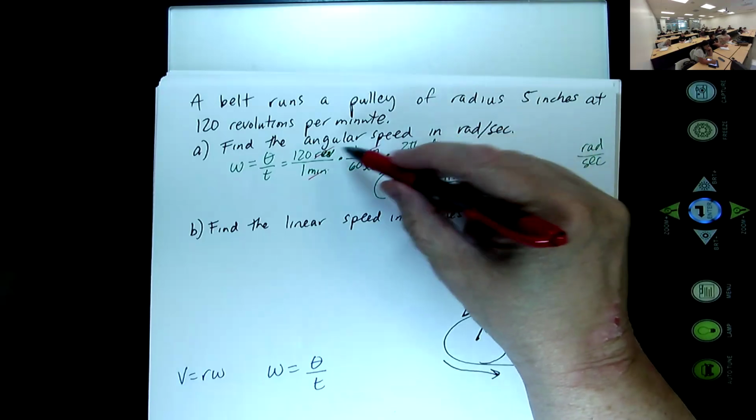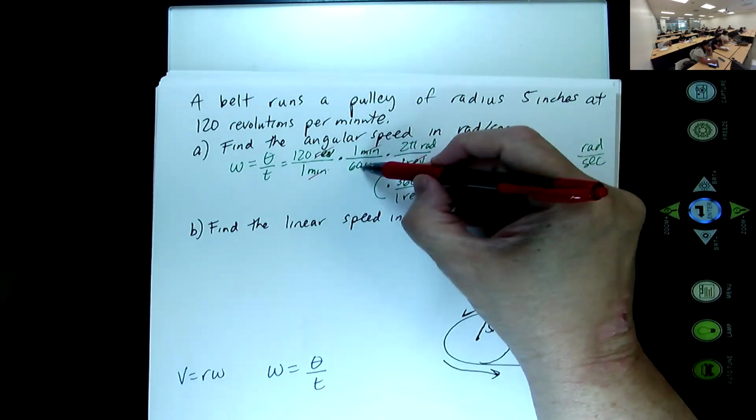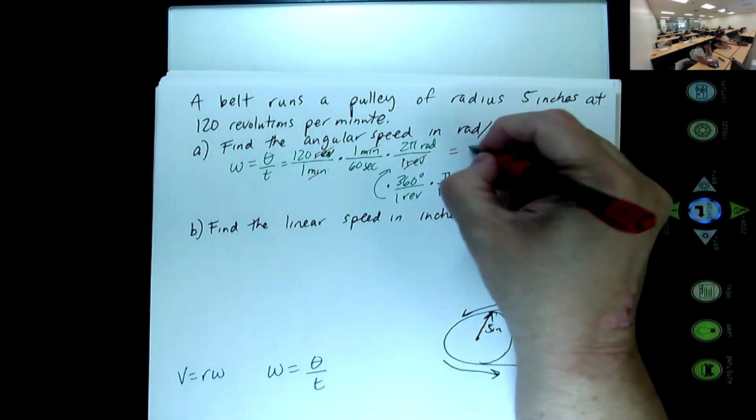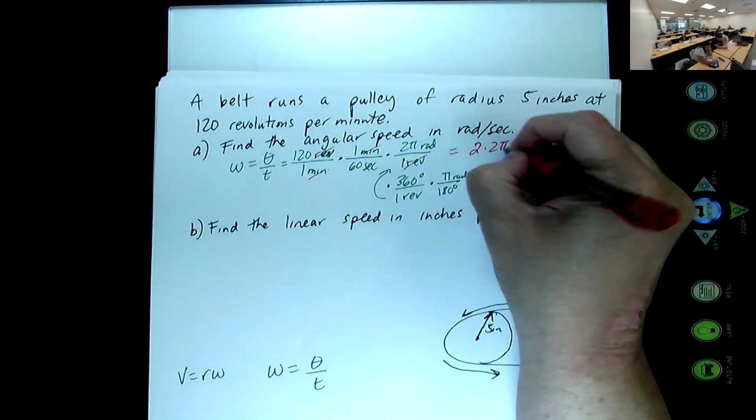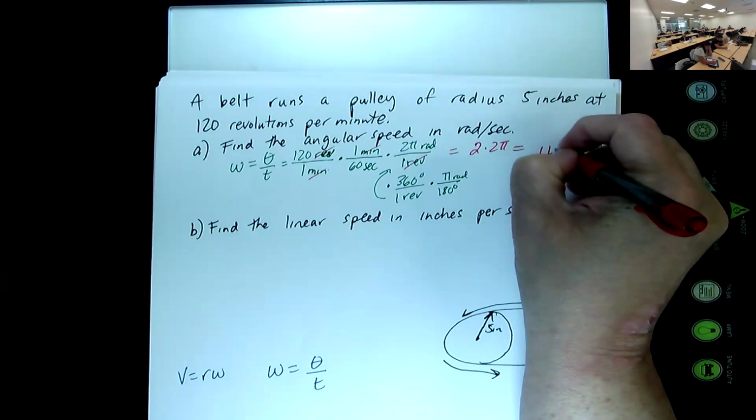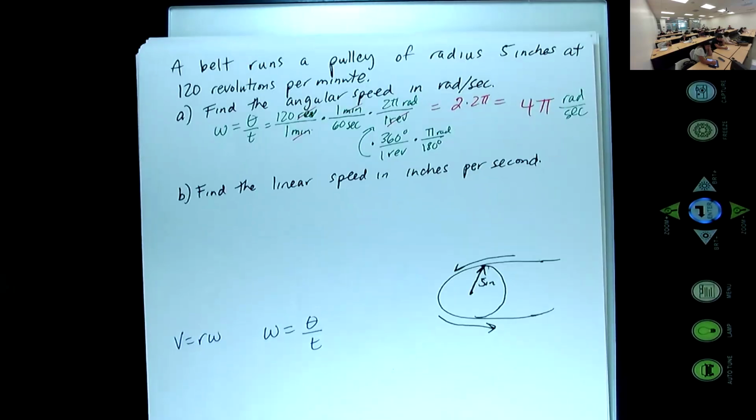So I've got 120 over 60 is 2. 2 times 2 pi is 4 pi radians per second. So it's rotating twice per second. Two full circles per second.